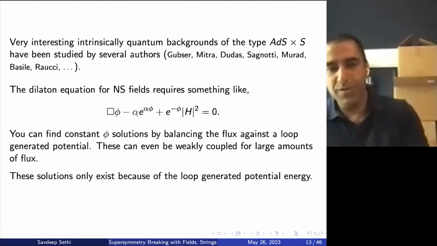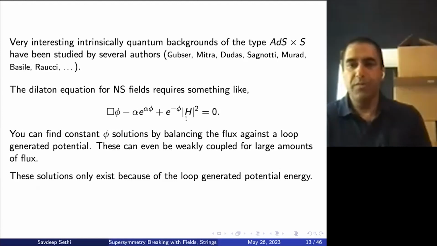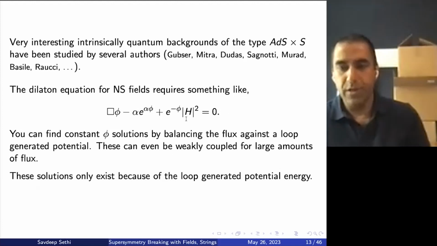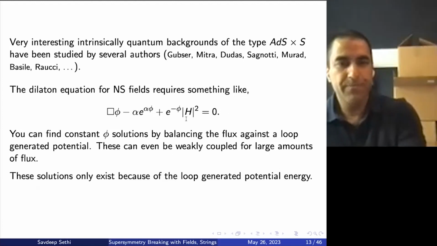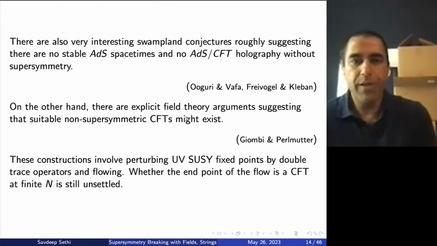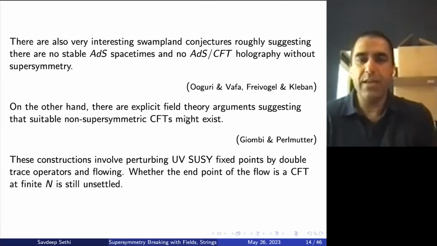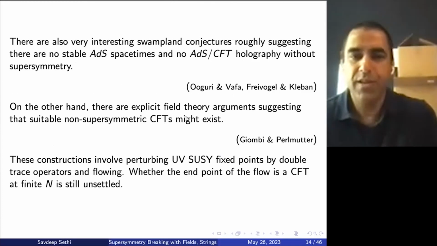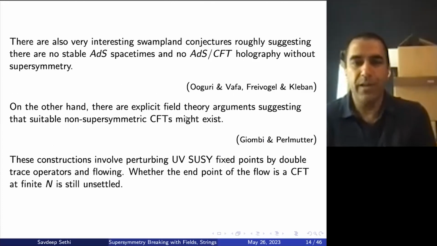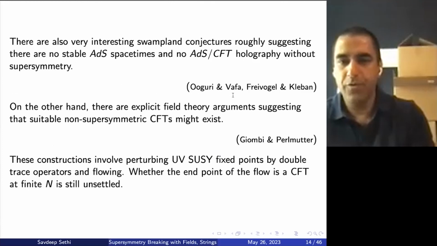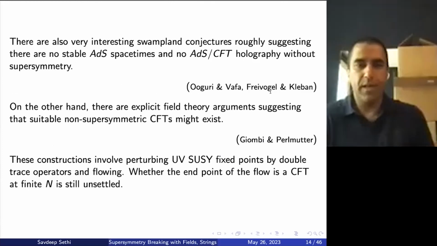It's a very interesting question to try to understand how to do perturbation theory around such a background, which should in principle be possible. There are also very interesting swampland conjectures roughly suggesting that stable non-supersymmetric AdS spacetimes do not exist. And there is no AdS/CFT holography unless there's some supersymmetry in the story. And these conjectures were put forward by Ooguri and Vafa, and Freivogel and Kleban.